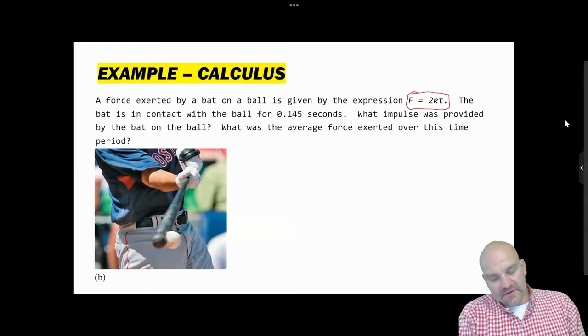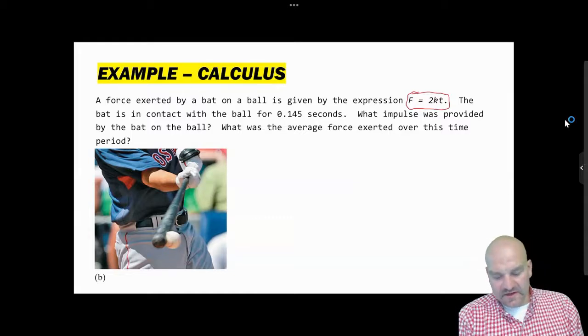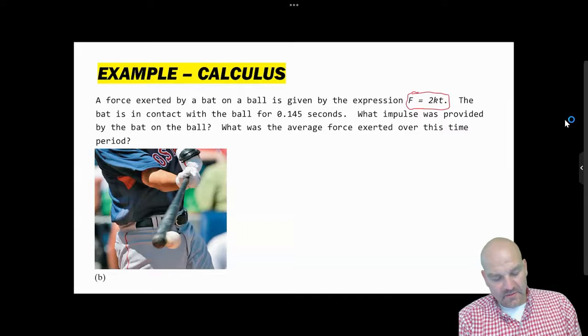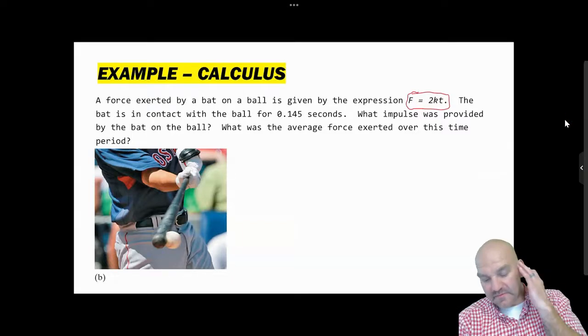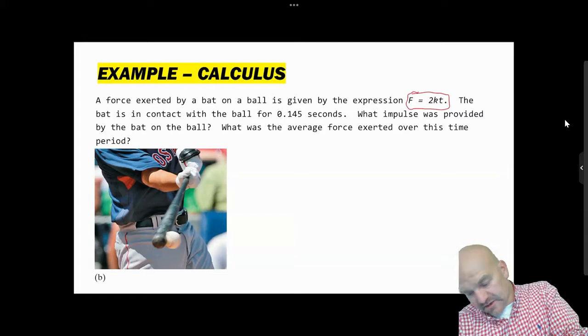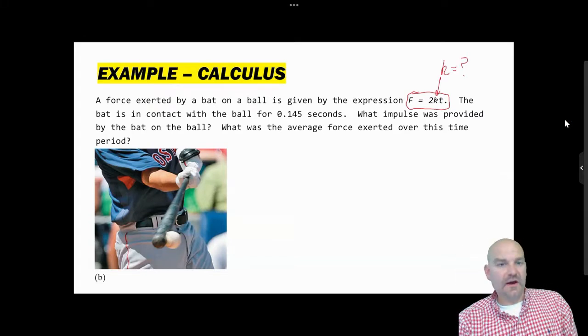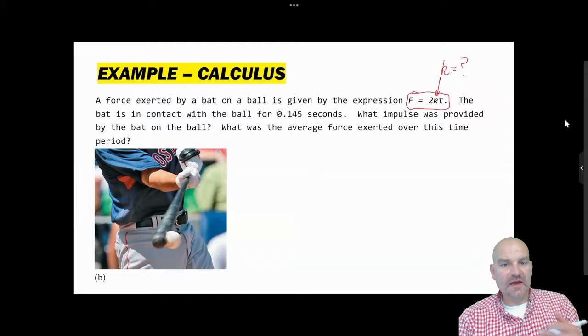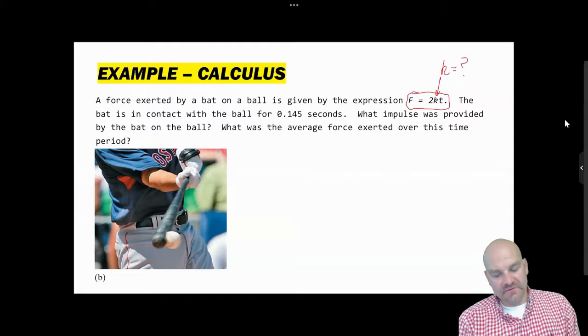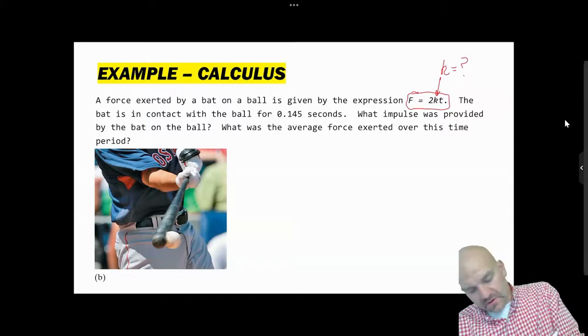It's telling us that the bat was in contact with the ball for 0.145 seconds. What impulse did we give the ball, and what was the average force exerted over this time period? These are going to be expressions because we don't know what k is. So we're going to find impulse in terms of k, and average force in terms of k. I'm going to start with my impulse equation.